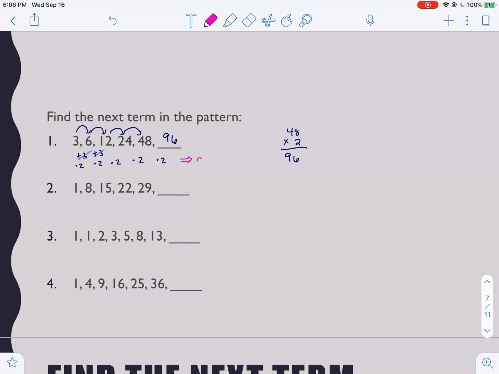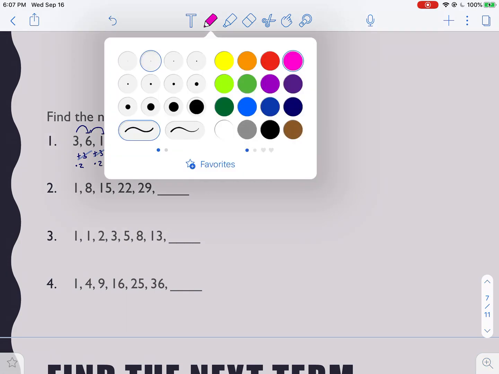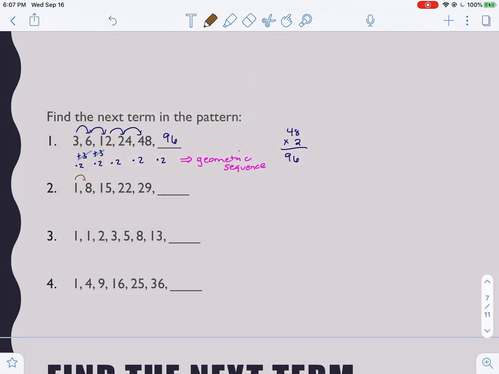A pattern where you are multiplying by the same number each time, that's called a geometric sequence. It has a special name. Let's look at our next pattern: 1, 8, 15, 22, 29. So is there some sort of pattern here?